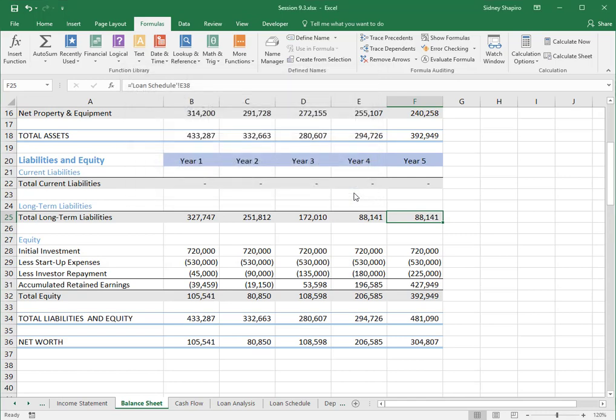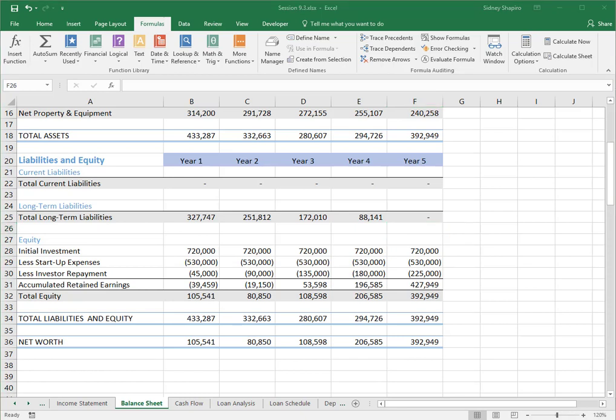In cell F25, change the formula from loan schedule E38 to loan schedule F38. So let's just change that from E to F. There we go. The total liability changes to 392,949 down here, matching the total assets in F18. The balance sheet is now in balance again. Okay.